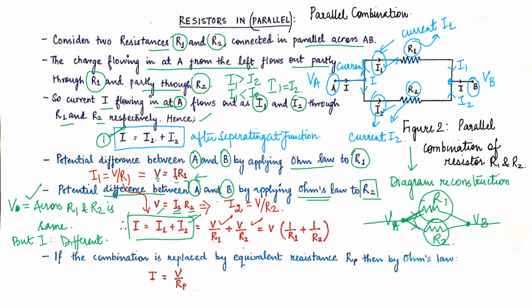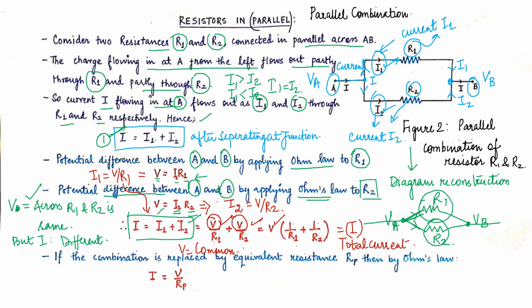We will take the common out. Over here the common is V. V is a common component, we have taken it out. What we are left with is 1 upon R1 plus 1 upon R2. So what is it equal to? It is equal to the total current I. This is the total current.